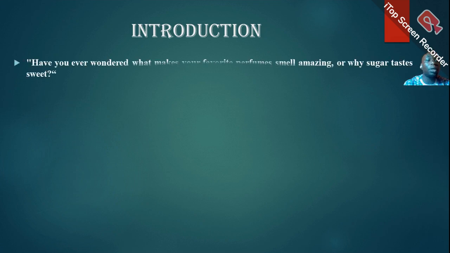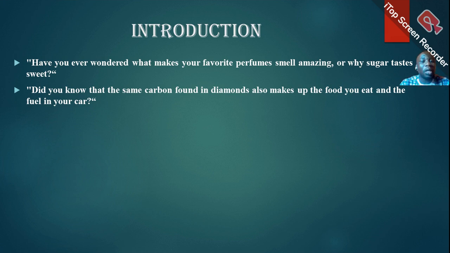Introduction. Have you ever wondered what makes your perfume smell nice? Or what makes sugar sweet? Or your air freshener, what gives them the sweet smell that we have? May I tell you? Let's see. Do you also know that the same carbon that is found in diamond, one of the allotropes of carbon, is the same carbon that is found in the food you eat, and the fuel you burn in your car? Do you know it's the same carbon that is present in them?